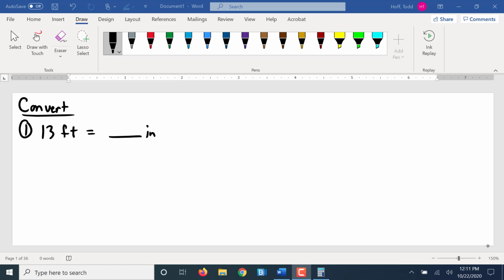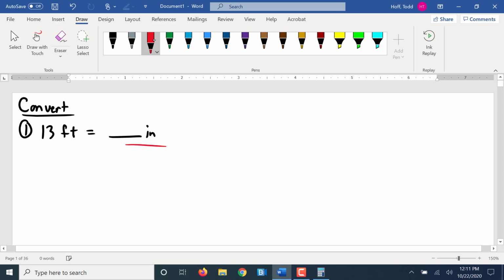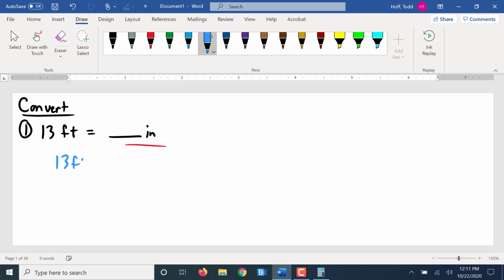So for the first quiz for this section, we're going to start off with converting measurements. The first conversion, convert 13 feet into inches. So we'll start out with our 13 feet, put it over 1 so we can convert. We're getting rid of feet, so we're going to put feet on bottom to cancel out, inches on top. 1 foot is 12 inches. Feet cancel out. 13 times 12 is 156 inches.